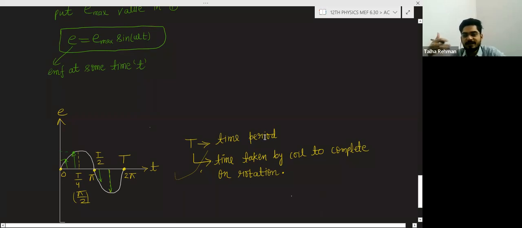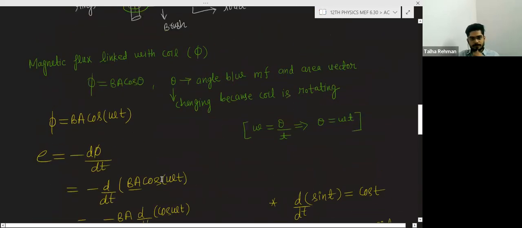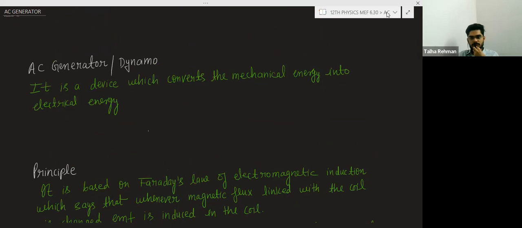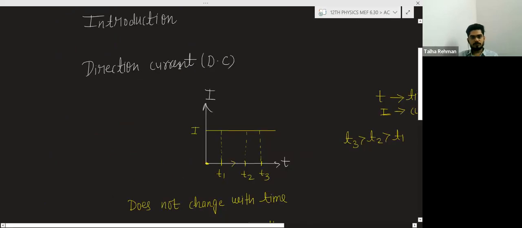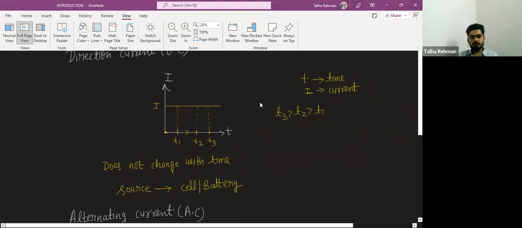And what is time period? Time taken by the coil to complete one rotation. In one rotation, the coil will sweep an angle of 2 pi. 2 pi means 360 degrees. So from here to here, this is T, the time taken, and 0 is the initial angle, and at time T, capital T, the angle becomes 2 pi. And at 2 pi, again the value of EMF will be 0. Okay, note down this.